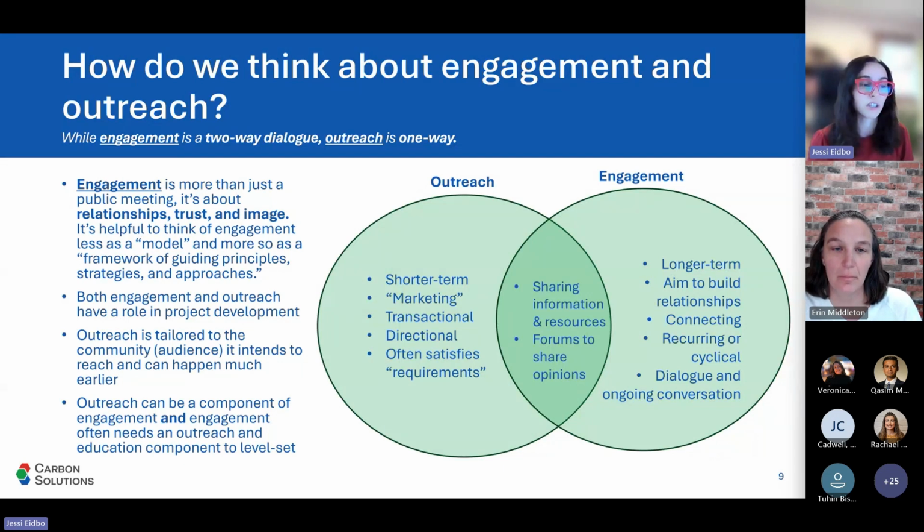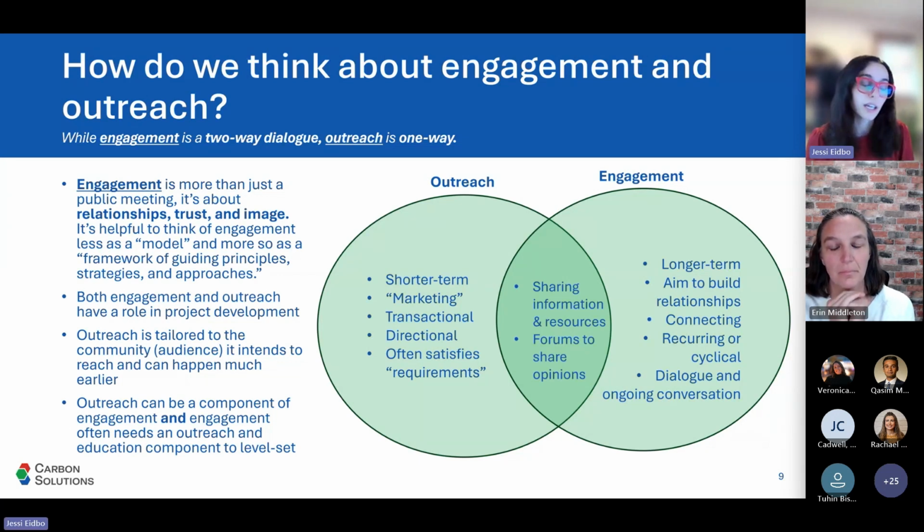And there are guiding principles, strategies, and approaches that fall within that can help cultivate the type of meaningful relationship that's going to make a project successful and make your engagement strategy successful. Both have a role in project development, though, and I think that's really important to think about.